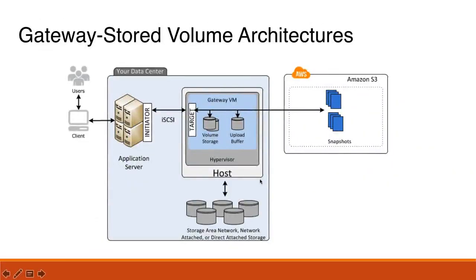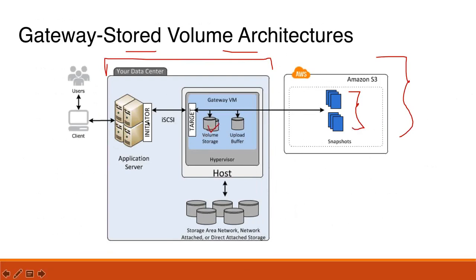Now we have a second category that's called the gateway stored volume architecture. This is quite opposite compared to the previous deployment that we have seen, which is the gateway cached volume architecture. Over here, the entire content stays in our own data center, whereas we use S3 just for the backup of our content in the form of snapshots.